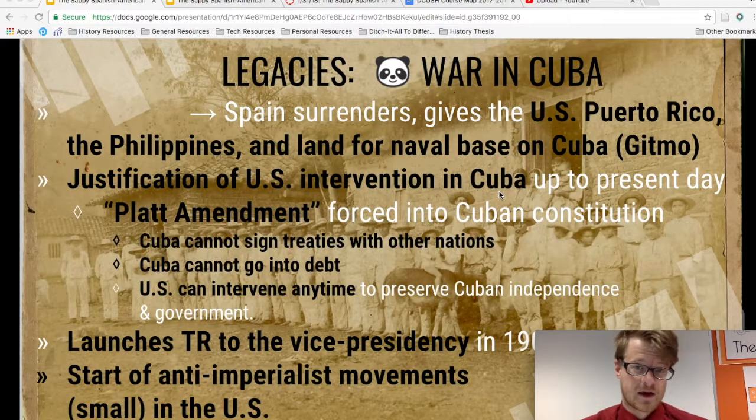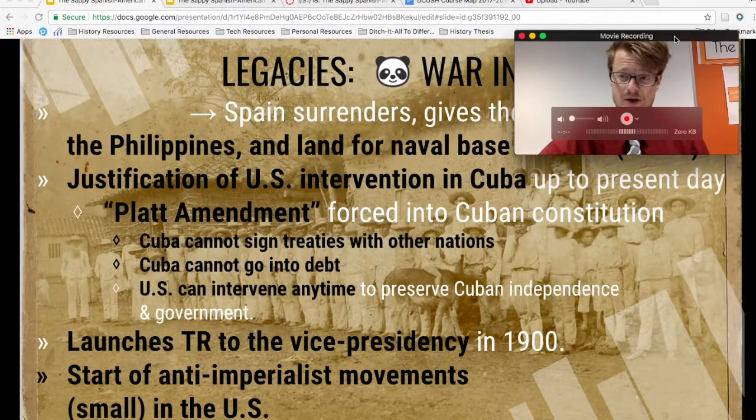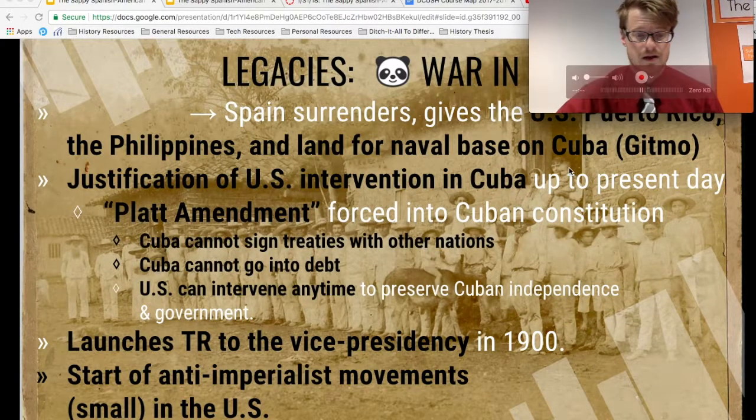Now, this amendment was forced into the Cuban Constitution and basically says a whole bunch of things. Number one, Cuba cannot sign treaties with other nations. It can't go into debt, and any time the U.S. felt that Cuban independence or its government was under threat, they could intervene. And we will see intervention in Cuba time and time again, all the way up to Fidel Castro, and pretty much afterwards all the way up until the present day, where our relationship with Cuba is still pretty controversial in a lot of circles.